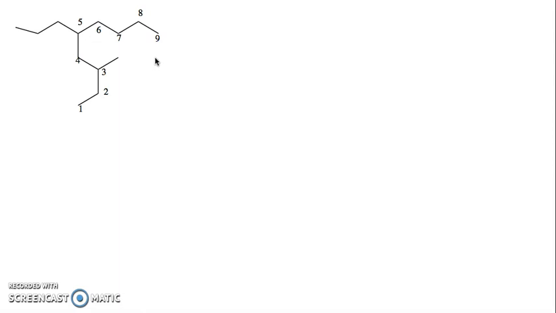Since it's 9 carbons, it's going to be a nonane. It's got 2 substituents on it, a methyl in the 3 position and a propyl in the 5 position. So the name of this compound is going to be 3-methyl-5-propylnonane.